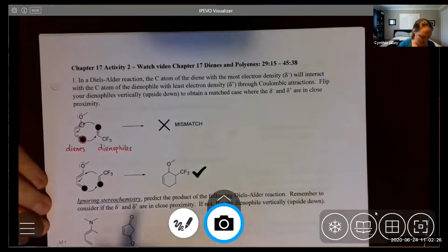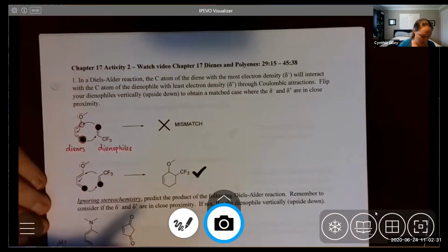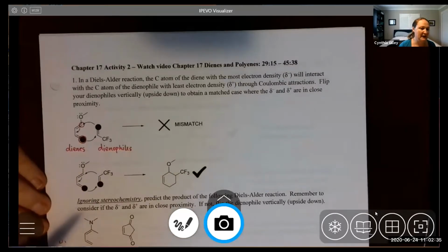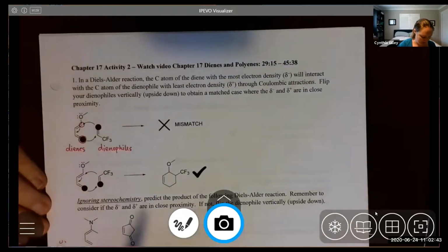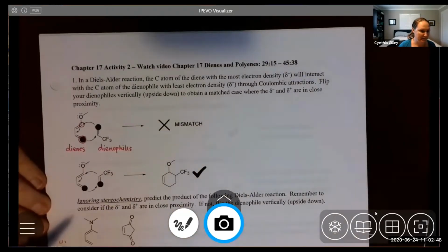You can't actually draw them with this particular case with the CF3. There's no p orbital on this particular electron withdrawing group. But even though it only withdraws through induction and not resonance, still the electrons move towards the fluorines. So the carbon with the least electron density will be the one farthest away.